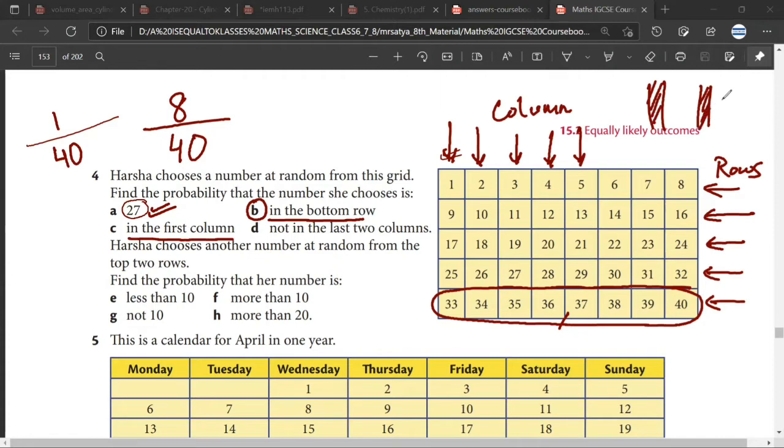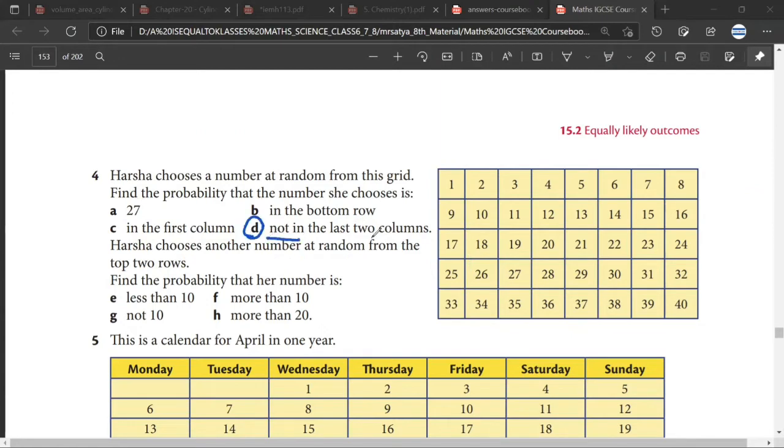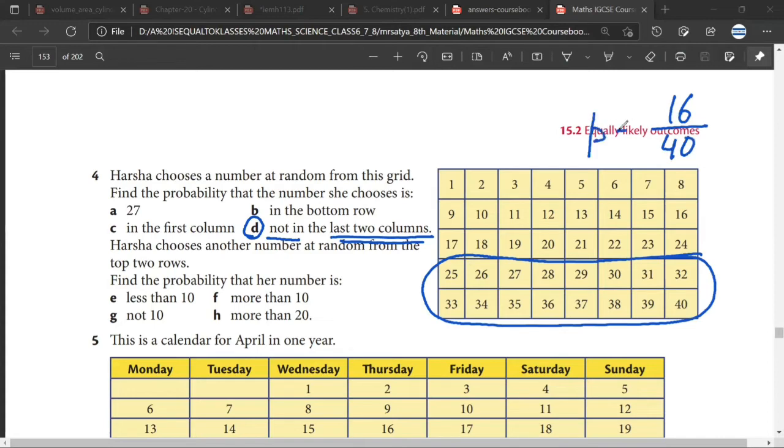Like you have columns like these in buildings. Have you seen these columns? Yes, sir. In your parking, you would have seen these columns. So these are called columns. So how many options are there in the first column, Satya? Sir, 8. No, sorry, sir. 5. So the answer would be 5 by 40. Is it making sense? Yes, sir. D, not in the last two columns. To do the not, we'll have to first do the last two columns. How many numbers would be there in the last two columns, Satya? Sir, 16. So the probability is 16 by 40 of yes. So of no, the probability would be, Satya?